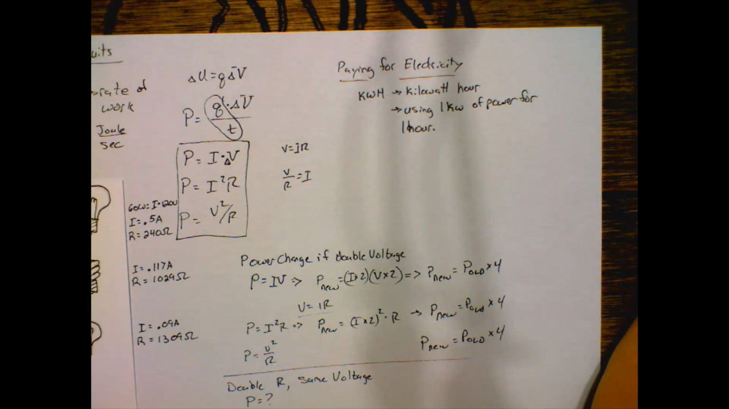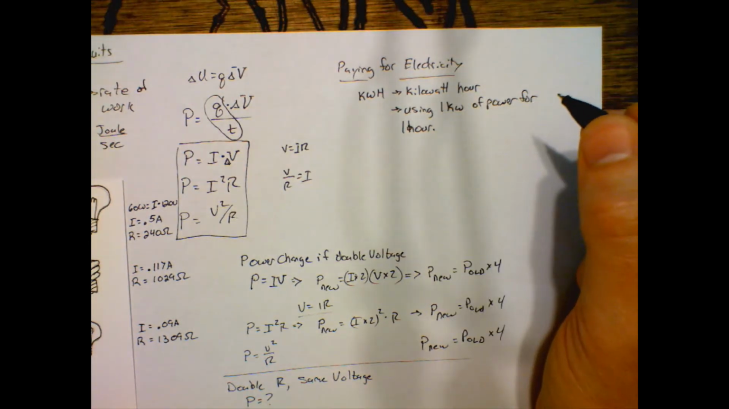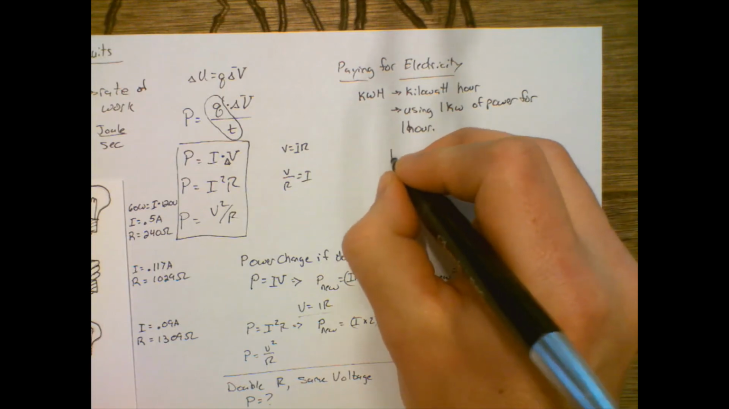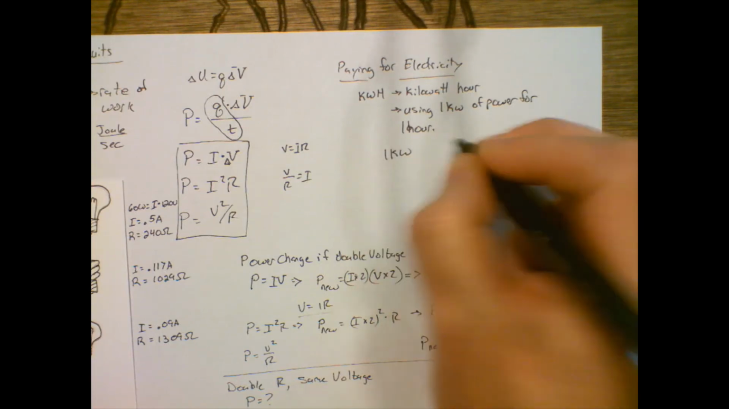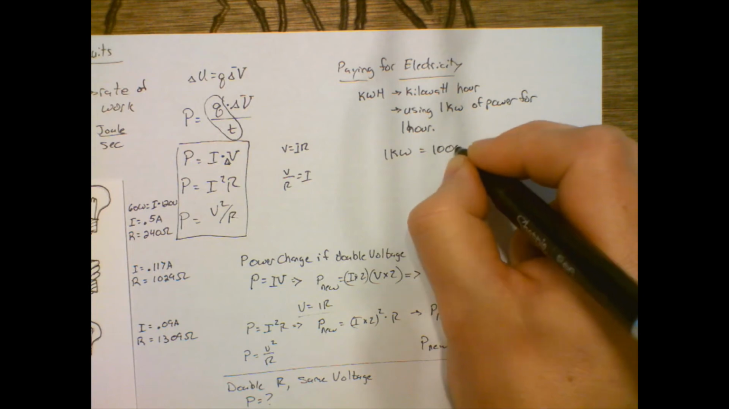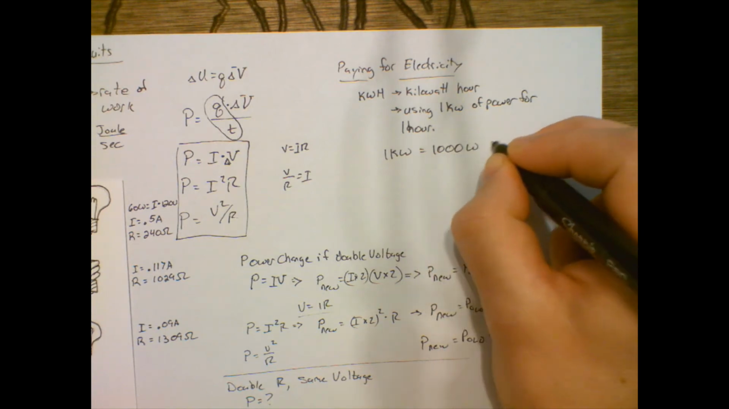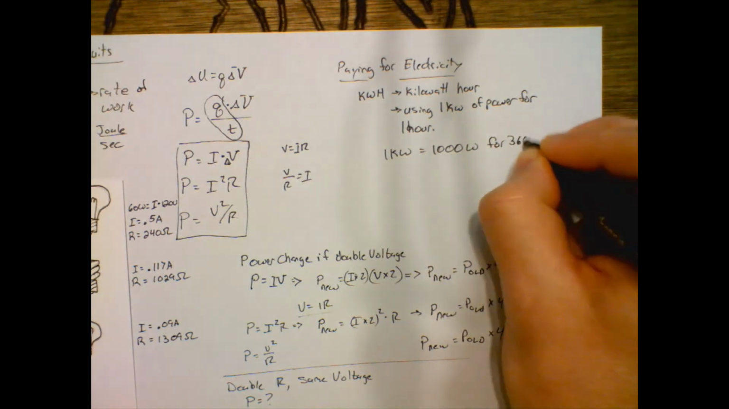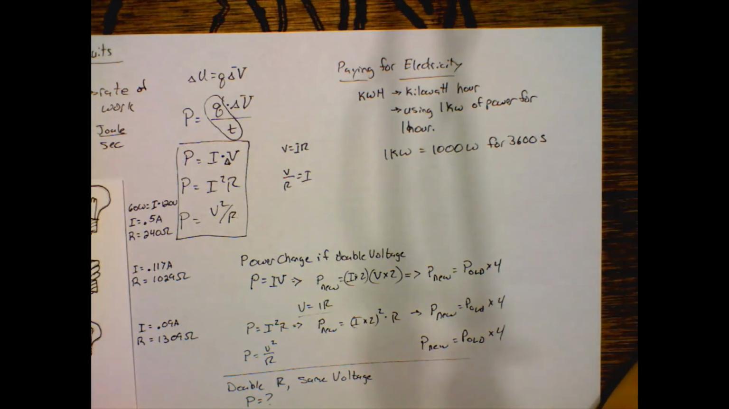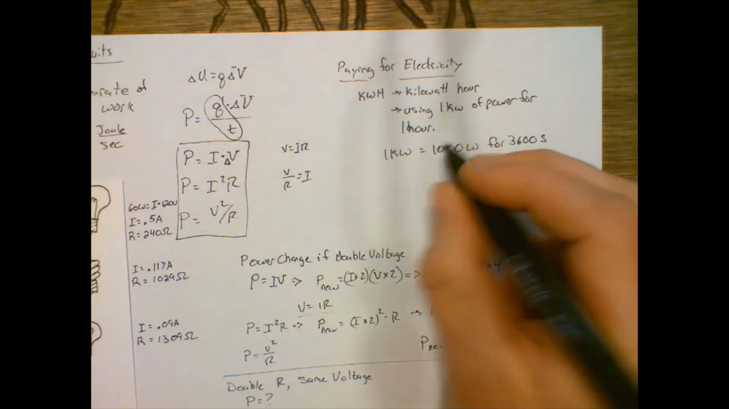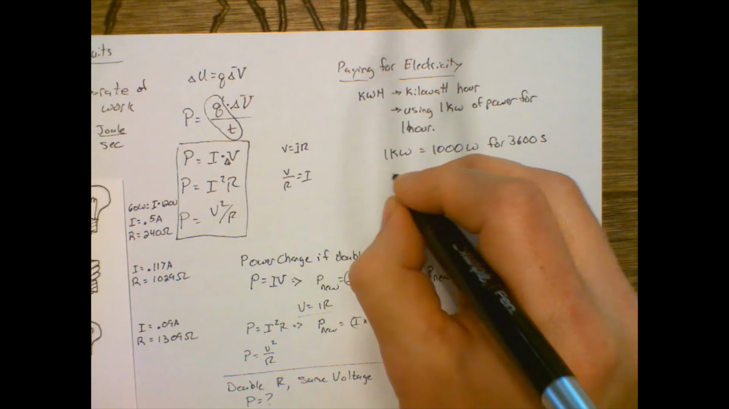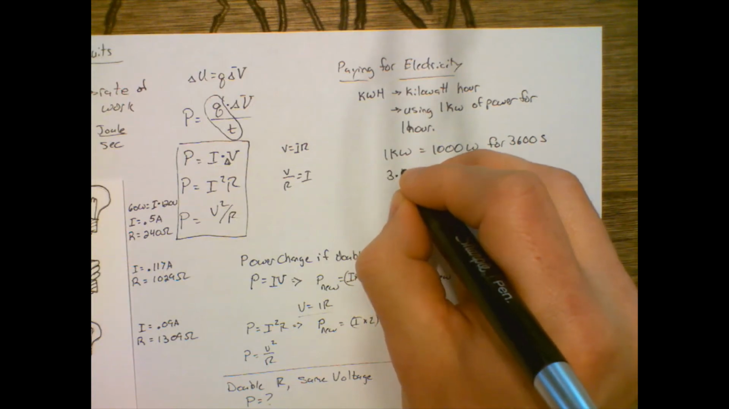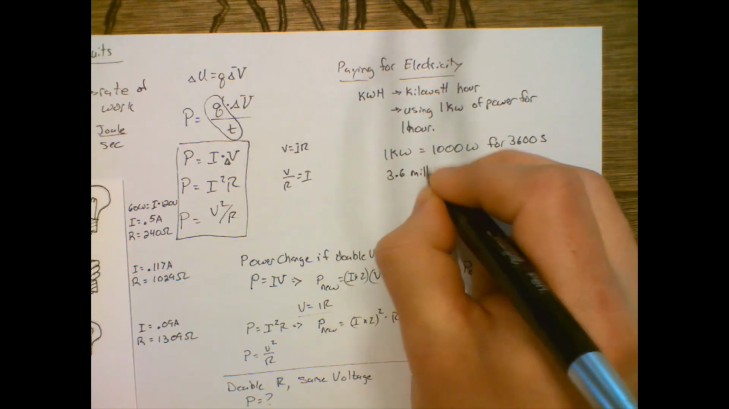These are big numbers. 1 kilowatt, it's 1,000 watts for 3,600 seconds, 1 hour. If we actually put that together and figure out how much energy that actually is, it comes to 3.6 million joules.